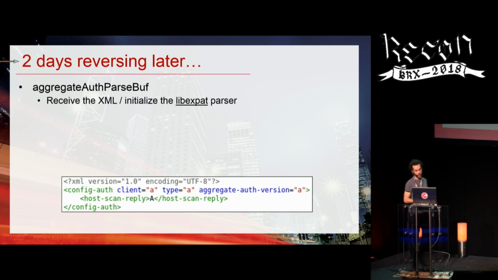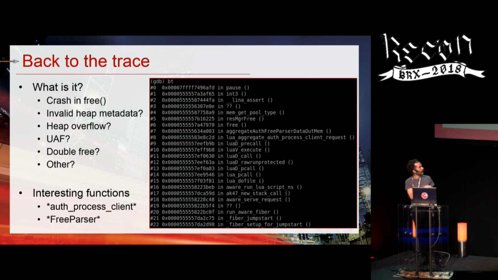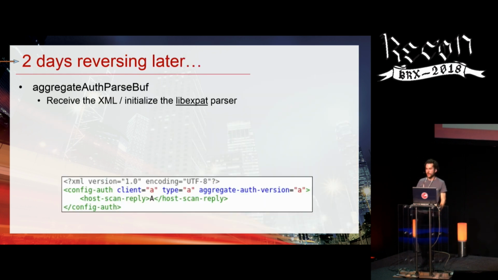So basically I spent 2 days just reversing the code around the function that I had identified here to understand what the bug was. And I came up with some functions like aggregate auth parse buff, which basically receives the XML and initializes libexpat to actually parse the XML for you. So it calls libexpat, which is an open source library to parse XML.